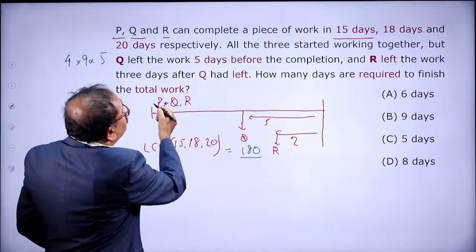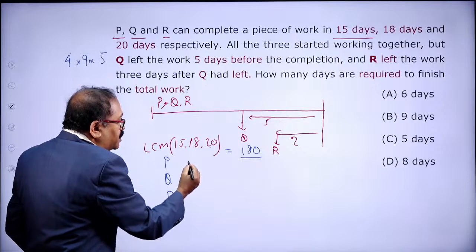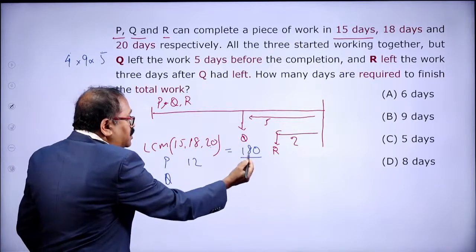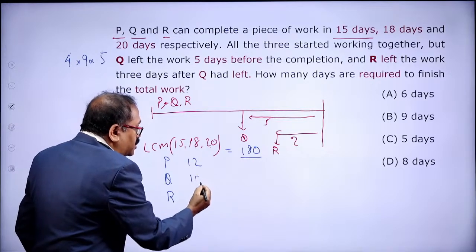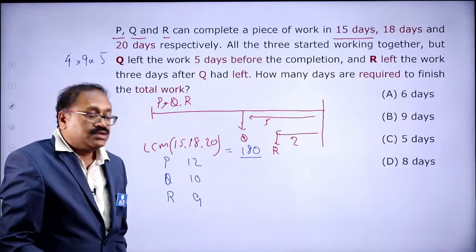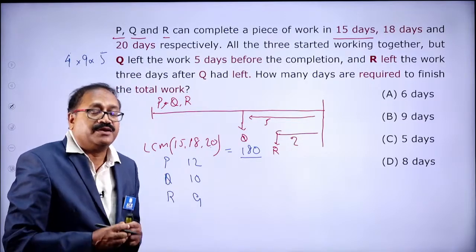So here P completes the work in how many days? 15 days. So 180 divided by 15, P completes 12 units per day. Now 180 divided by 18, 10 units. 180 divided by 20, 9 units. So these are the number of units P, Q and R complete per day.